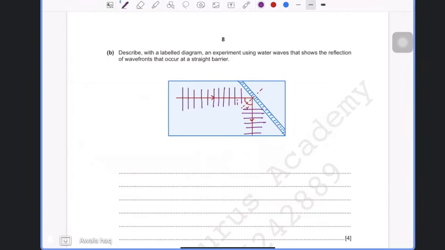Yes, sir. Okay, so generally, because this chapter involves a lot of drawing, we just need to be a little bit careful with this and avoid unnecessary mistakes. Well, you shouldn't make unnecessary mistakes at all.